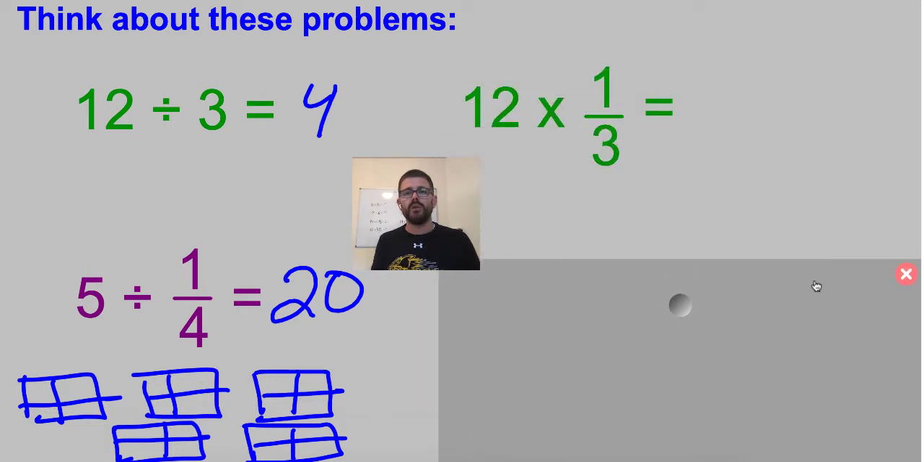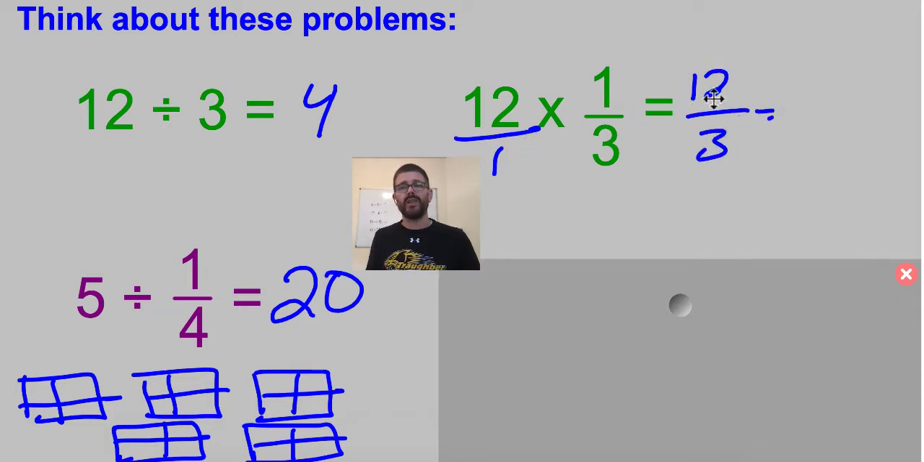So now the same thing with our multiplying. Notice what's going to happen. 12 times 1/3. Well, 12 is really 12 over 1. 12 times 1 is 12. 1 times 3 is 3. And then 12/3, 3 goes into 12 4 times. So notice that 12 divided by 3 over 1 got the same thing as 12 times 1 over 3.